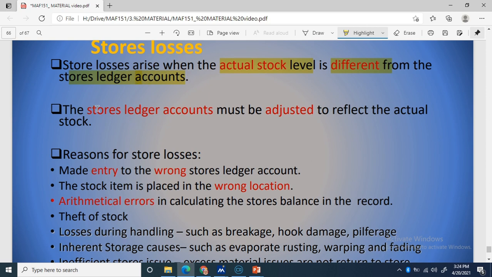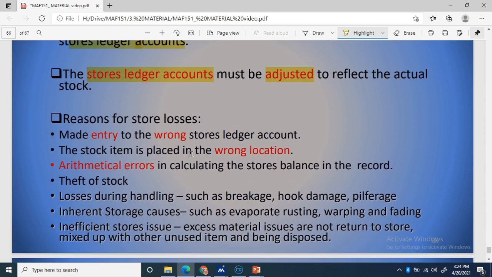Okay, store losses. The store ledger account must be adjusted. Where there is a difference, you have to adjust the store ledger accounts or store ledger card to reflect the actual stock that you calculated during the stock take. So why is there a difference between the store ledger accounts and the actual stock when you do the physical stock count?